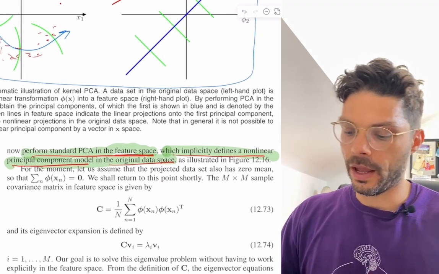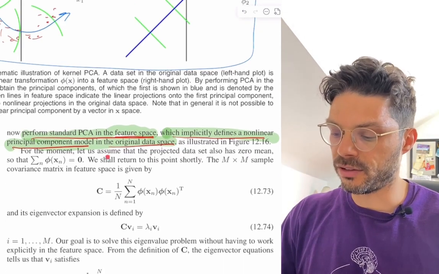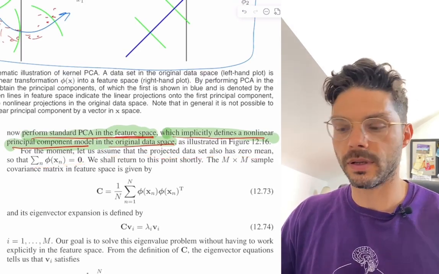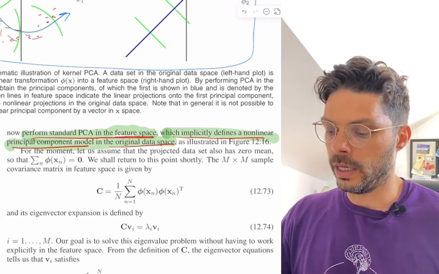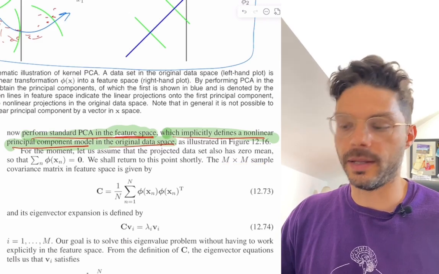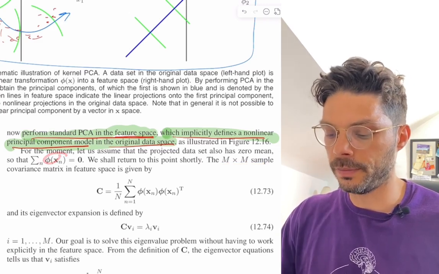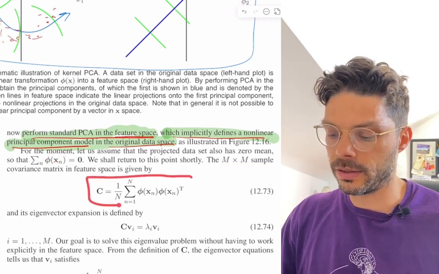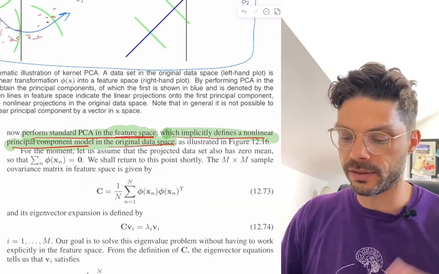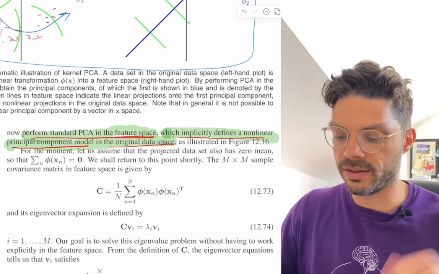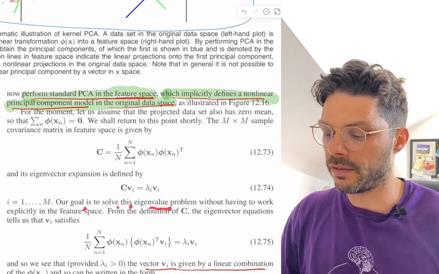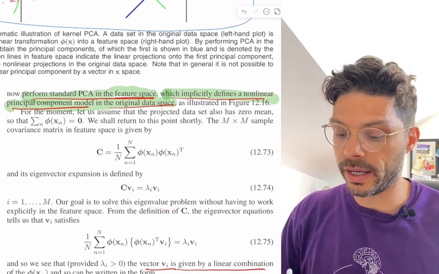Now, for the moment, let's assume the projected data set also has zero mean, and we can talk about what happens when that's not the case. The m by m sample covariance matrix, so it's not d by d anymore, it's m by m because these features are m-dimensional, is given by this. Just the same old covariance formula, and it has eigenvectors in exactly the same way. This is just PCA.